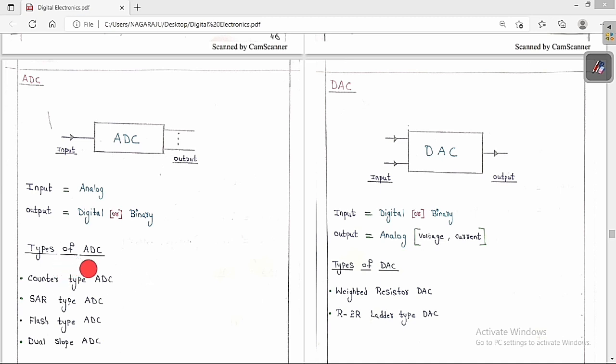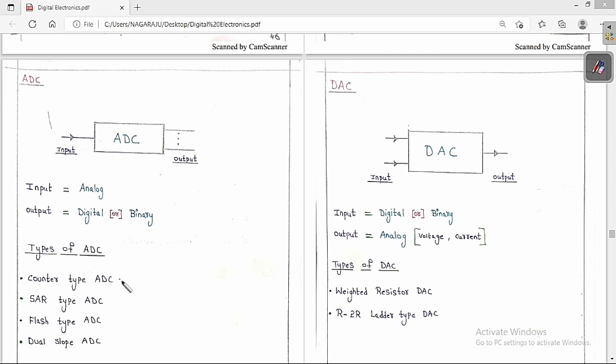Now we discuss the different types of ADCs, which are the counter type ADC, SAR type ADC, flash type ADC and dual slope ADC. These are the different types of ADCs which are present. These are the things that we are going to learn one after the other in a very detailed manner. The types of ADCs are the counter type ADC, the second one is the flash type ADC, the third one is the SAR type ADC, and the fourth one is the dual slope ADC.